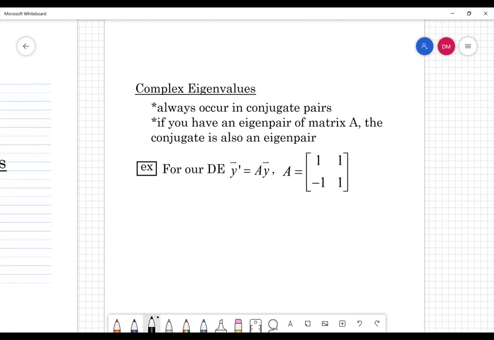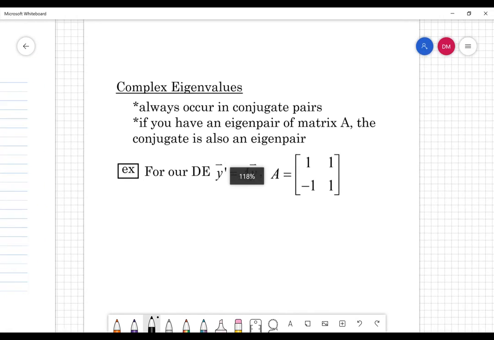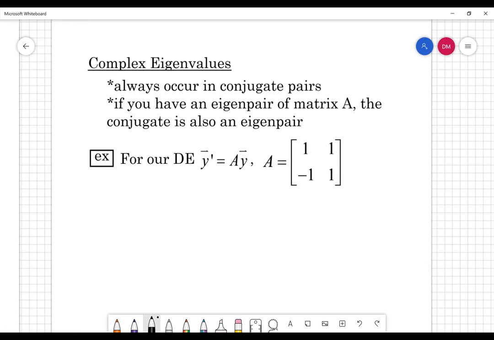So complex eigenvalues always occur in conjugate pairs, just like our normal complex roots. They will always come in conjugate pairs. Basically, if you have an eigenpair, the conjugate is also an eigenpair. This actually, with complex, makes our job a little bit easier because typically we only have to solve for one of the complex eigenvalues, and then we use its conjugate to form the other one instead of having to solve. So let's go ahead and do an example of when this occurs.